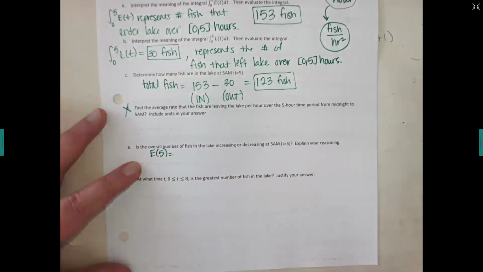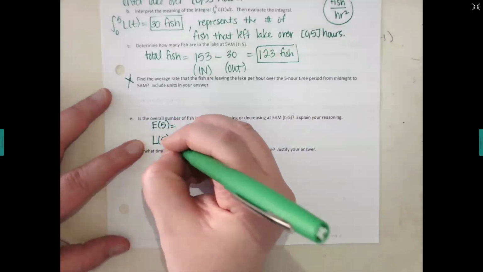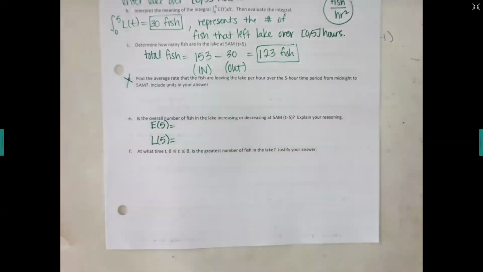Then I'm going to find out how quickly the fish are leaving the lake. That would be L of 5. And then when I know those two numbers, I'll just look at which one's bigger. If they're going out faster than they're coming in, we know overall the number of fish is dropping, versus if they're coming in faster, we know overall the number's growing. But remember, these are both already fish per hour, so I'm finding Y values. So in your calculator, find Y1 of 5, then Y2 of 5.